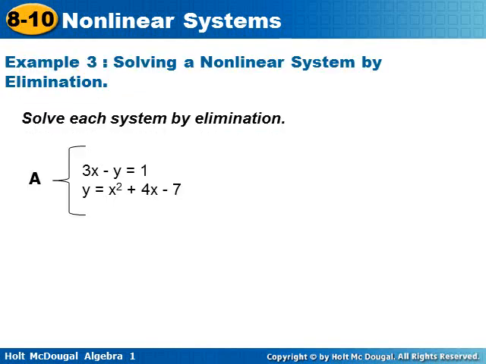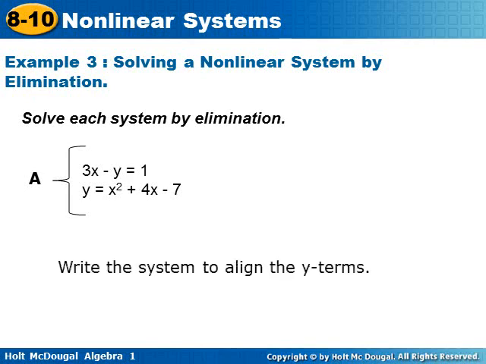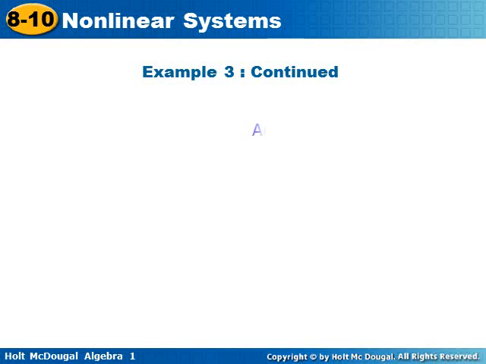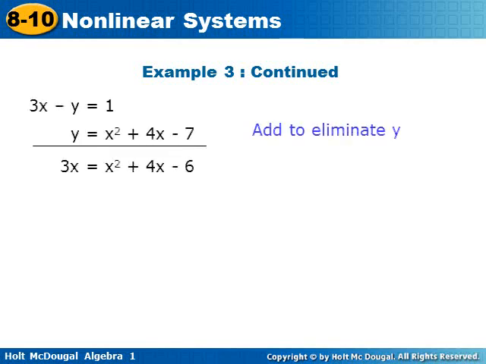Solve each system by elimination. 3x minus y equals 1, y equals x squared plus 4x minus 7. So we're going to write this as terms. We're going to add to eliminate y. We get 3x minus y equals 1, and y equals x squared plus 4x minus 7. So when we add them together, y and negative y cancel, and we're left with 3x equals x squared plus 4x minus 6, because the 1 and the negative 7 combine to be negative 6.